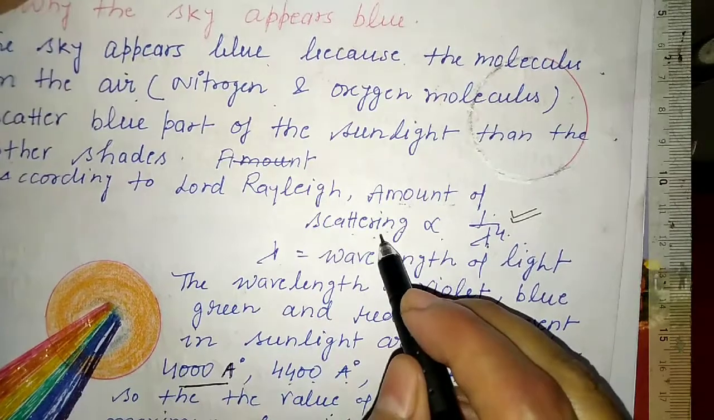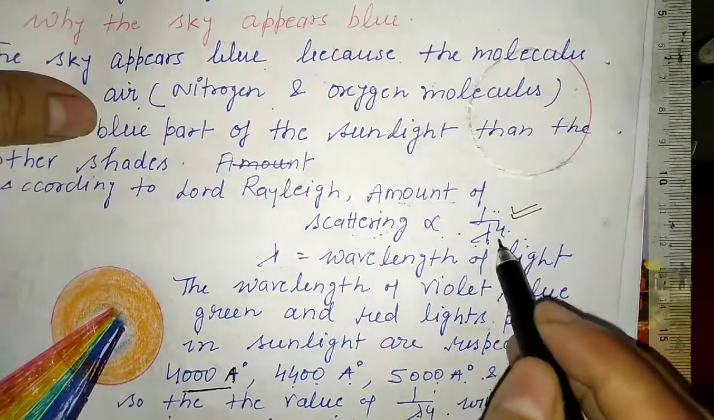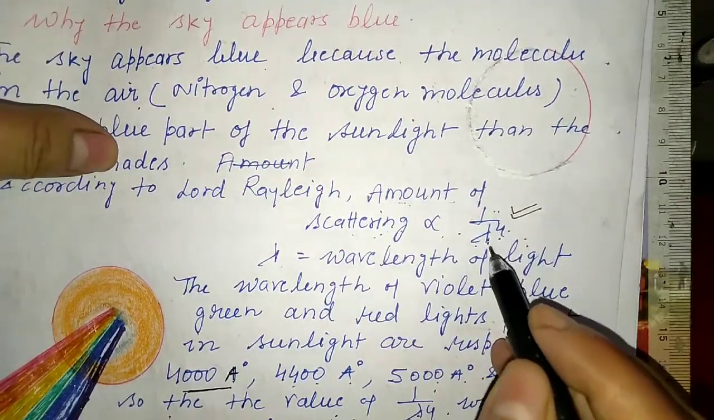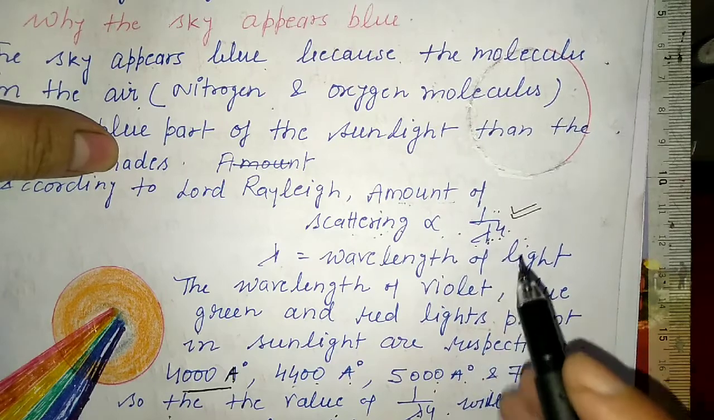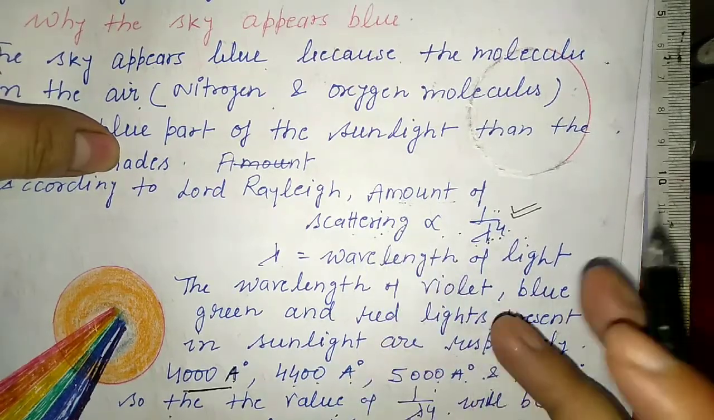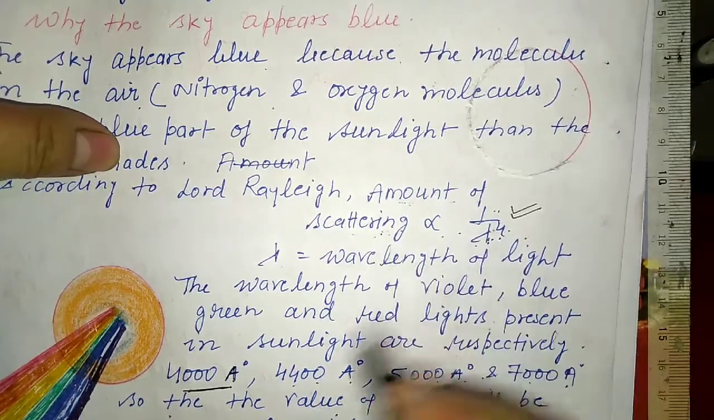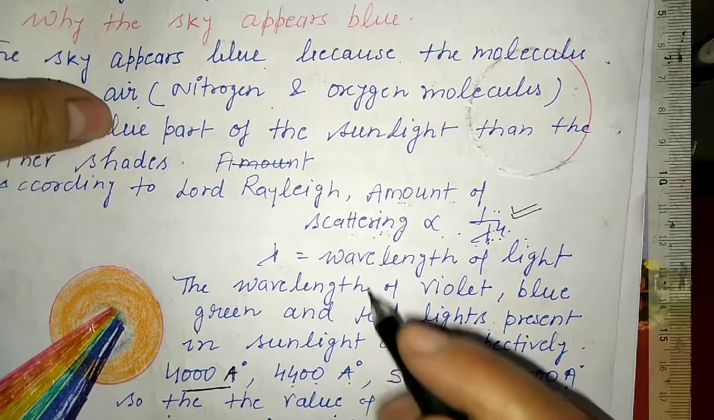So the formula is important: the amount of scattering is directly proportional to 1 upon lambda to the power 4. Lambda means wavelength of light. Wavelength जितना कम होगा, scattering का amount उतना ज़्यादा होगा, because both are inversely proportional to each other.